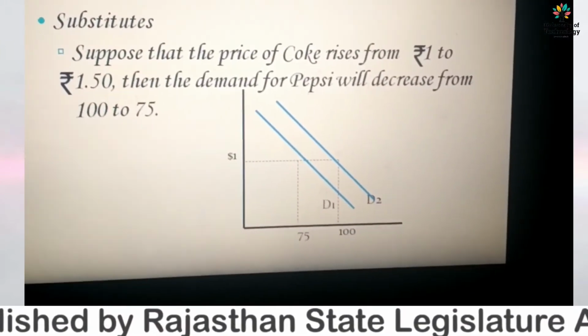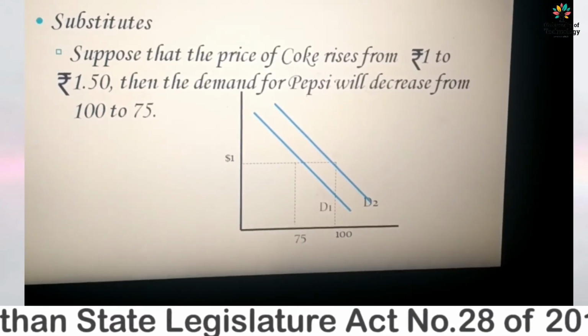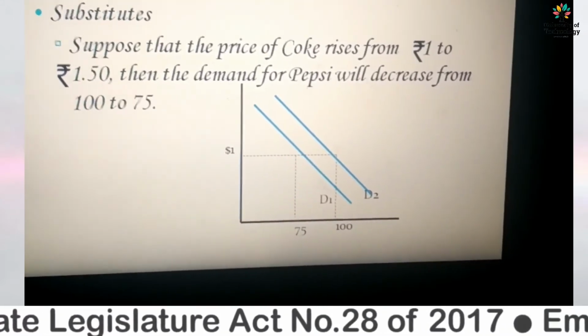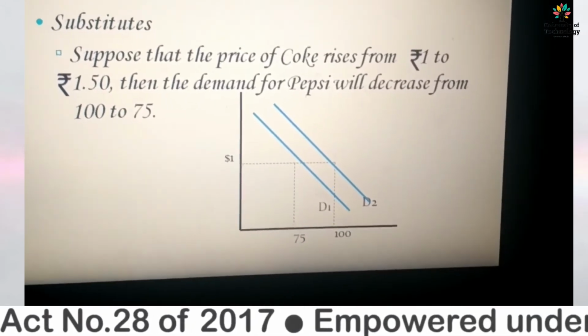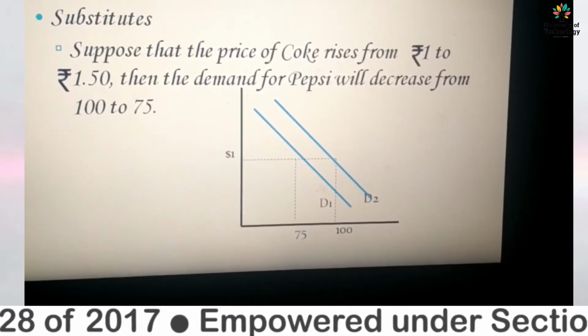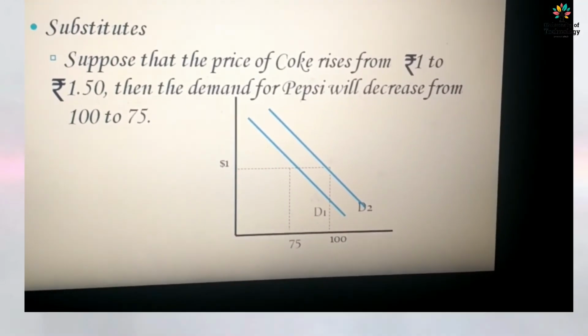In the second part, I am going to explain the example of complementary goods. What is the impact of complementary goods? How does the demand curve change when we are talking about complementary goods?